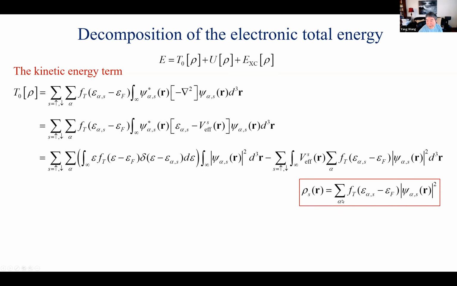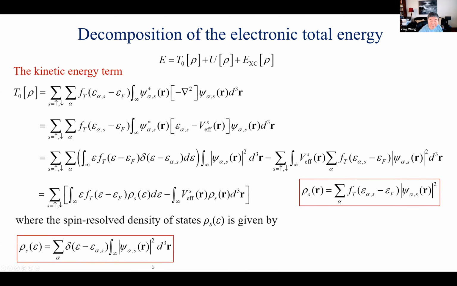Keep that in mind: rho, this is the electron density, from a previous slide, because that's how electron density is constructed in DFT. So I can rewrite these things by replacing this part with rho, and this part, which was in parentheses, is actually just the density of states. So the total kinetic energy term is basically the density of states multiplied by epsilon, integrated, minus this part.